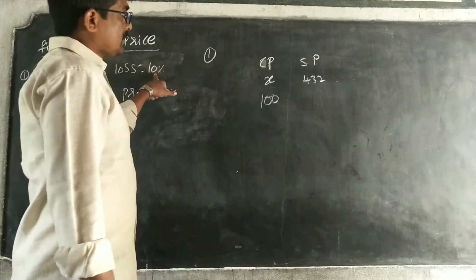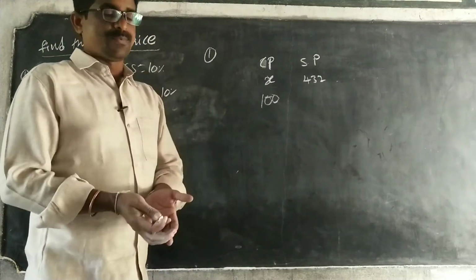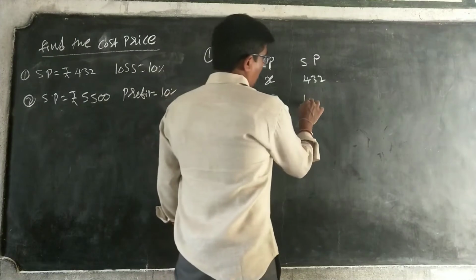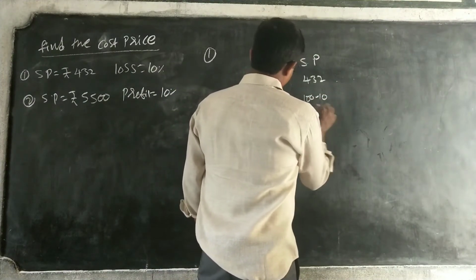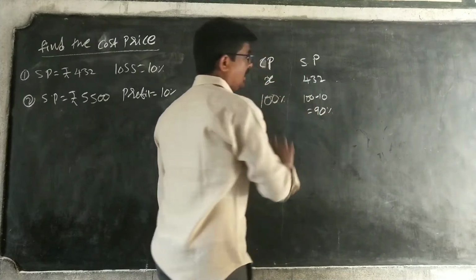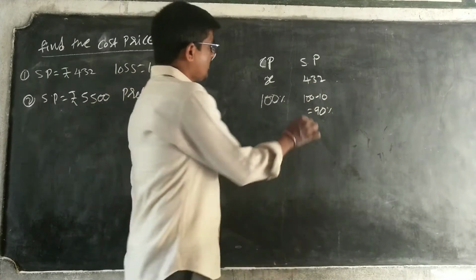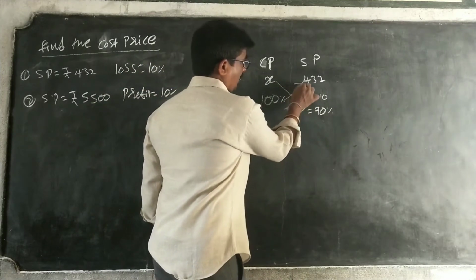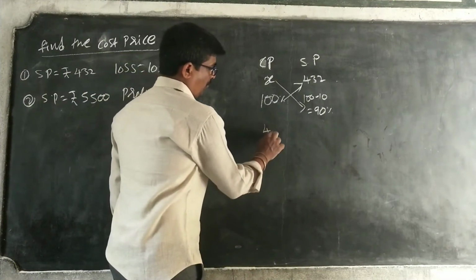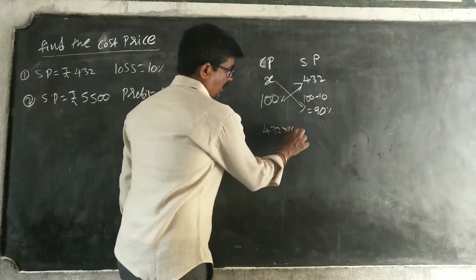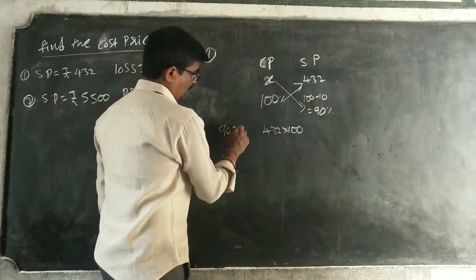Next, loss means you have to do subtraction. That is 100 minus 10, which is equal to 90%. This is 100%, this is 90%. Simply do cross multiplication: 432 into 100 is equal to 90 into x.